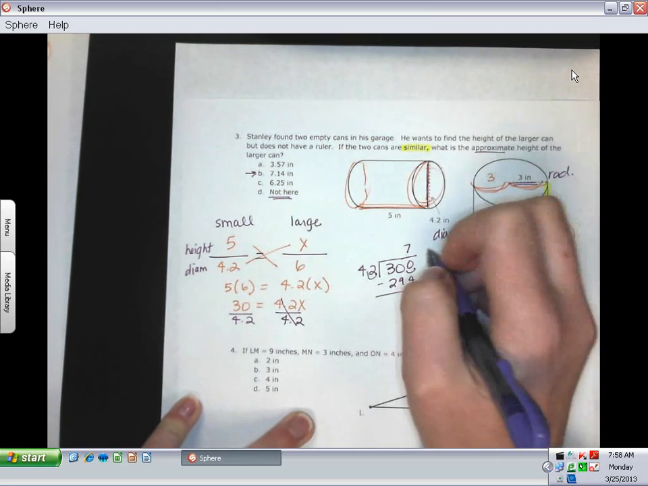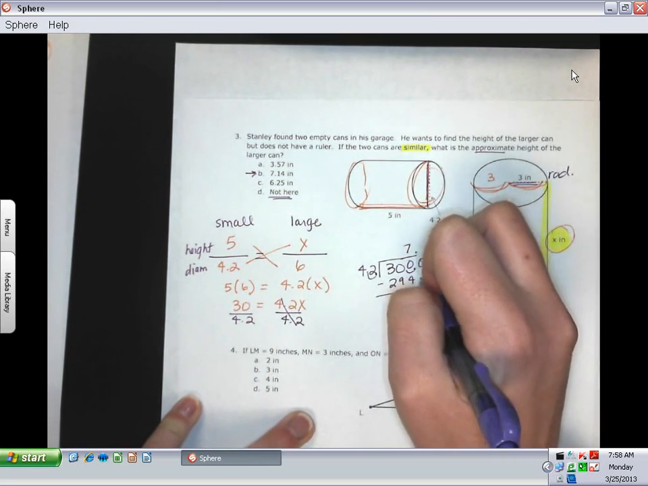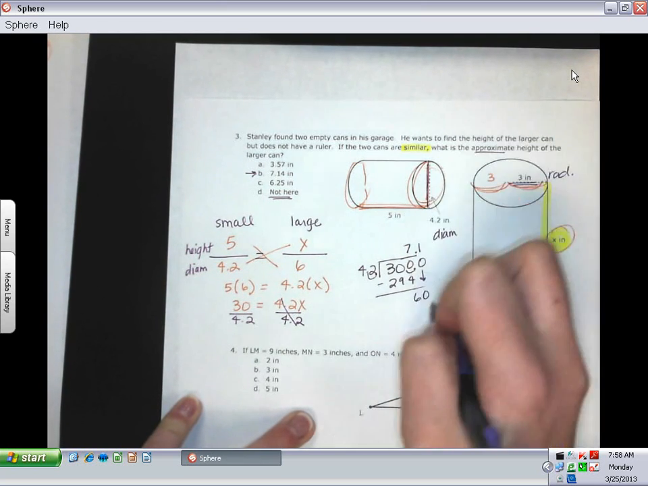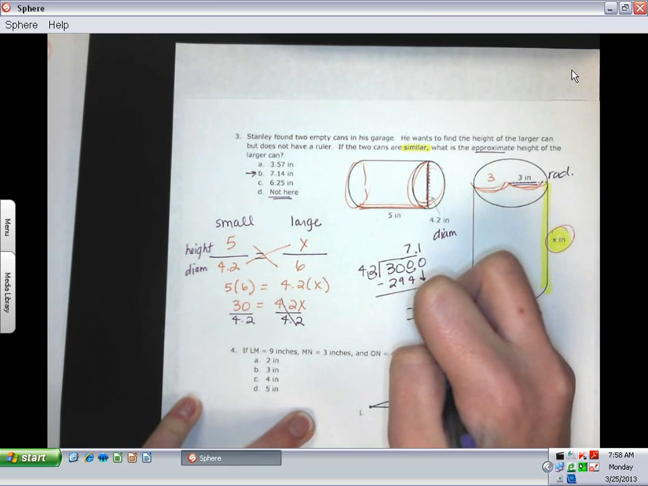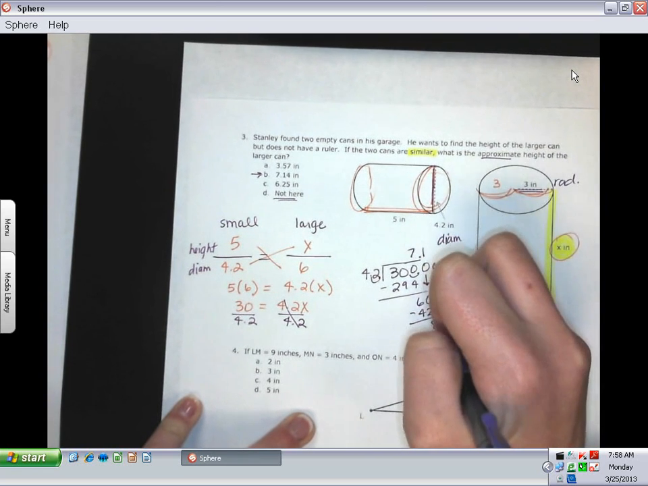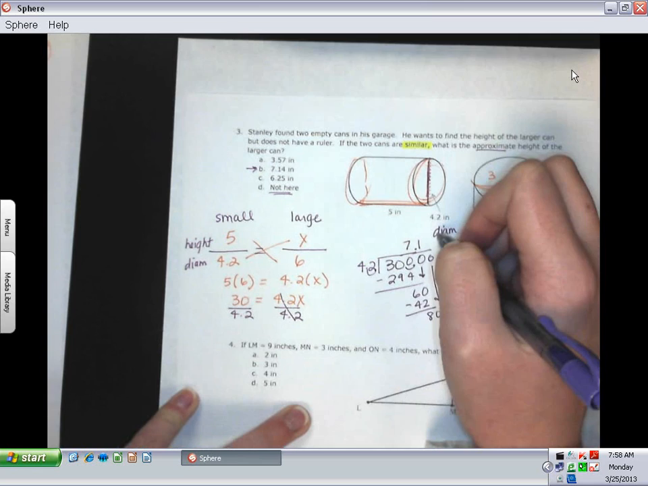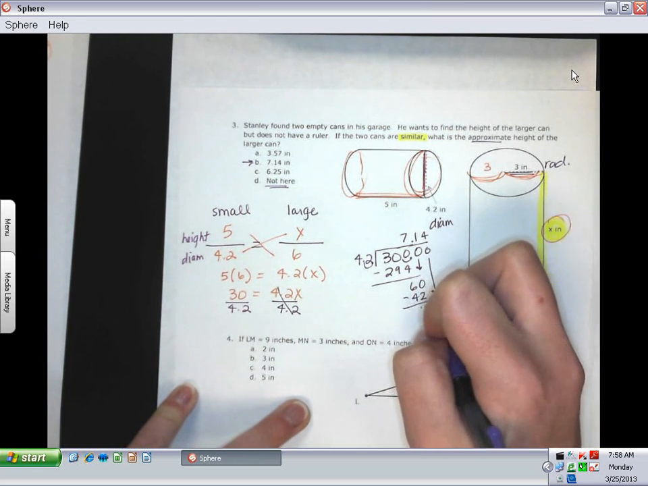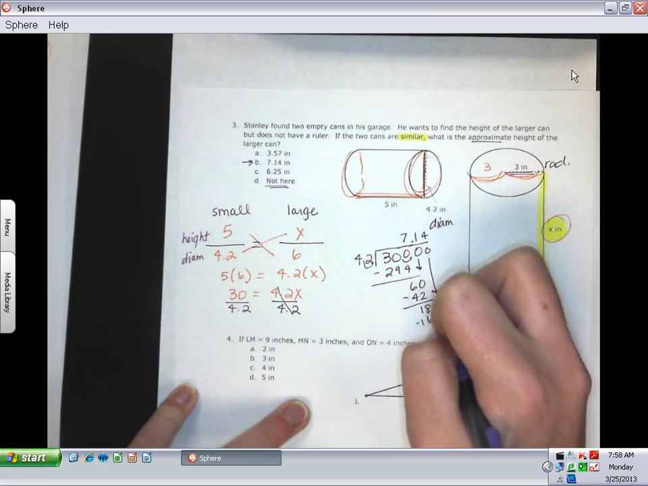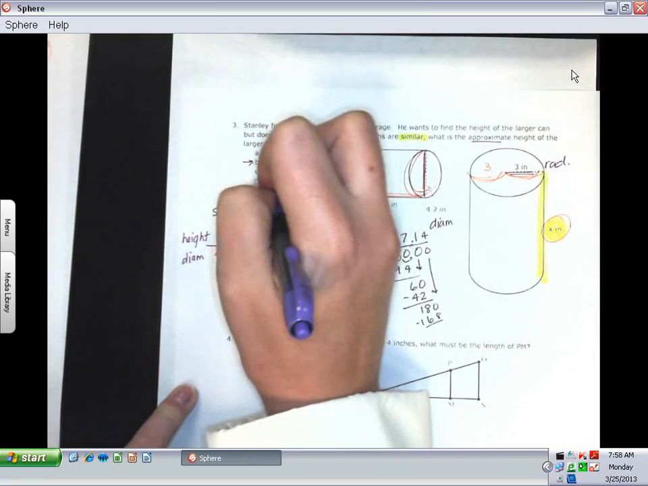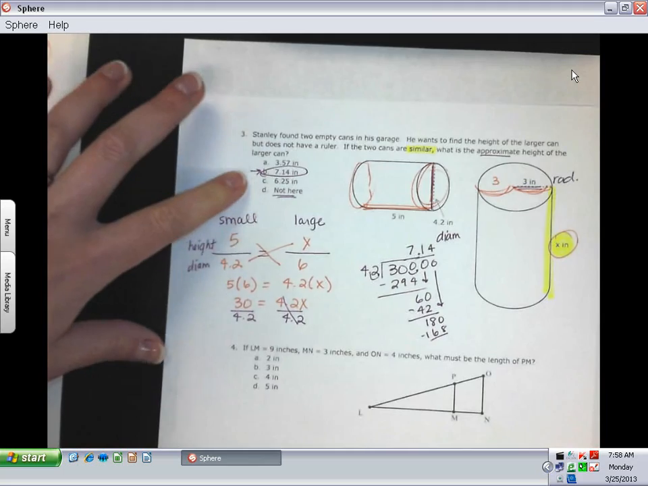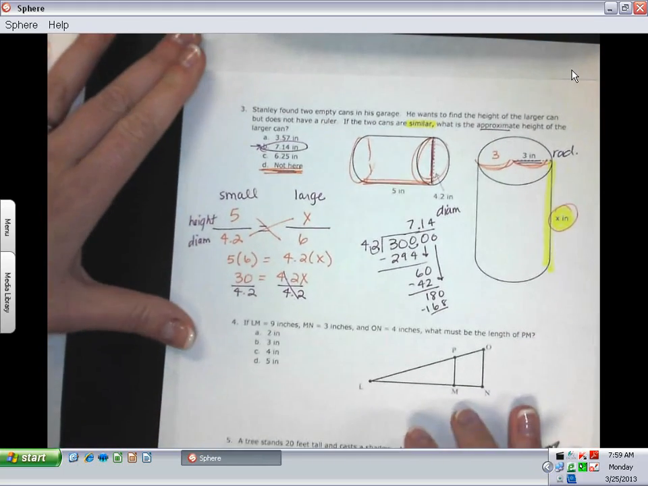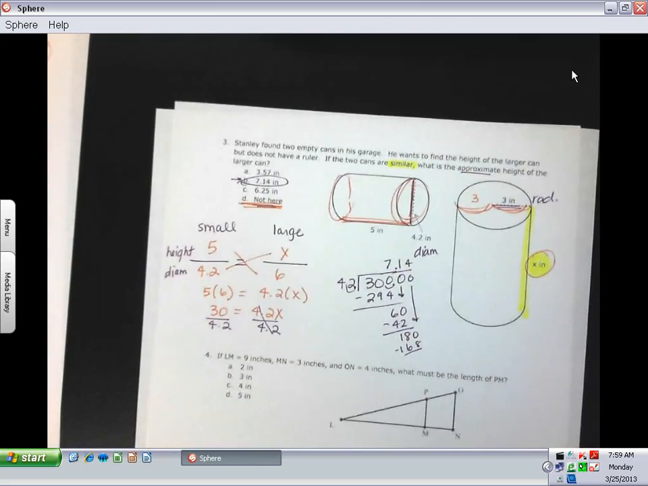Please don't go and choose not here just because it's there. So 42 goes into 61 times. And then I'm going to do it one more time just to make sure. 42 times 4 would be 168. So I would do minus 168. So it is 7.14. Now you will have some problems on STAAR where it says not here. It is possible that that's the answer, but don't just go and choose that because you see it.